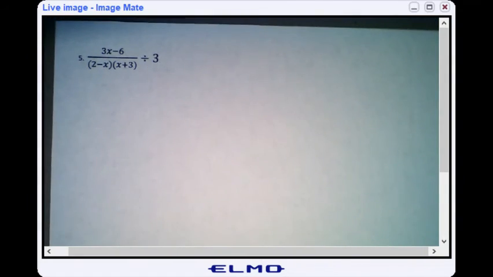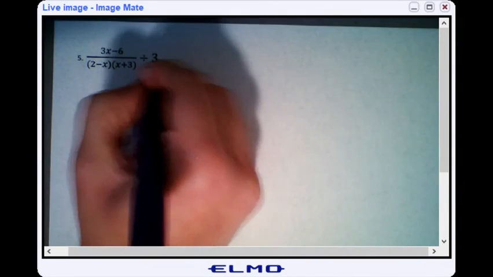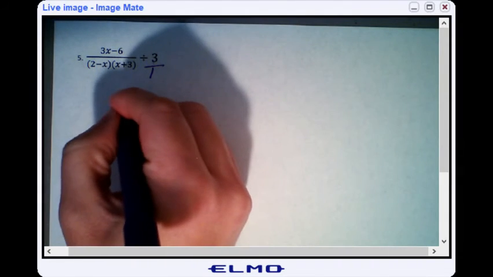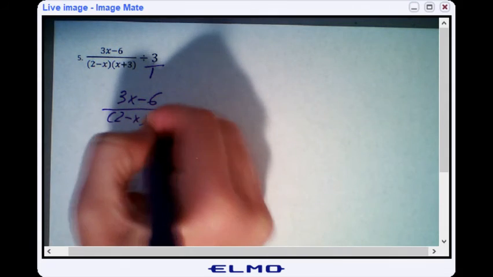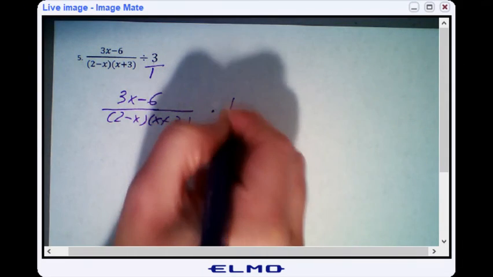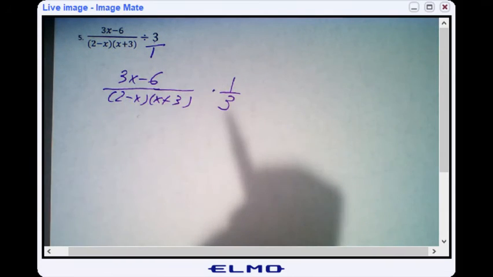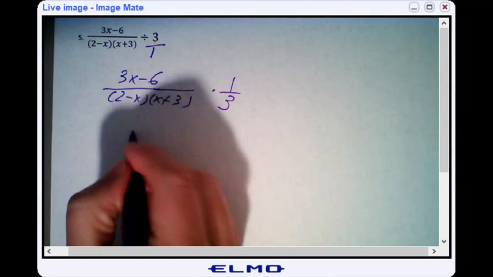For my last problem, I have 3x minus 6 being divided by 2 minus x and x plus 3. And then that whole thing is being divided by 3. So whenever you see something that is not already in fraction form, there's always a pretend 1 underneath. Because when you divide by 1, it doesn't change it. First thing we're going to do is flip the second and change it to multiplication. And they were really nice and already factored the bottom for me. Now I just have to factor the top. So we're going to get a GCF of 3.